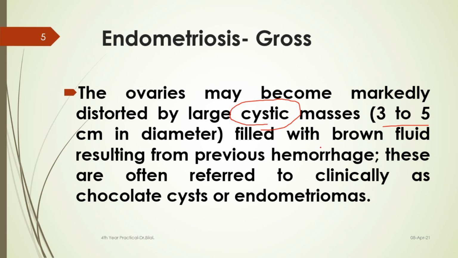The classical appearance, what you should remember, is that they are filled with brown fluid that looks like melted chocolate. And that is why they're clinically known as chocolate cysts or endometriomas. This is because of the presence of brown fluid from previous hemorrhage, etc. And this is actually the classical appearance.